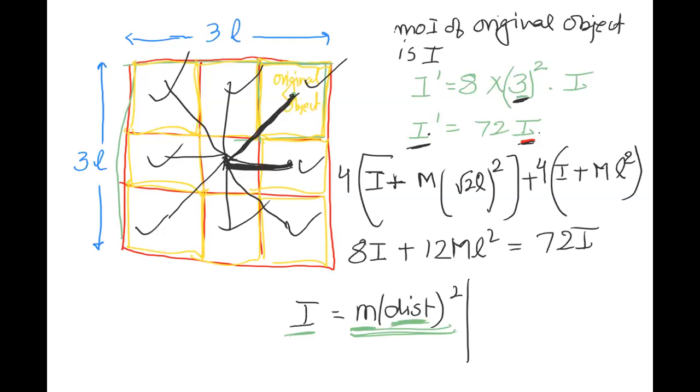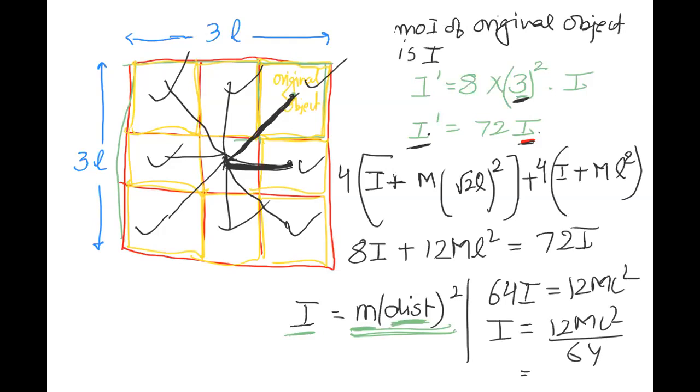So this tells me that 72 minus 8 is 64I is equal to 12 ml square. So I is equal to 12 ml square by 64. That is equal to how much?